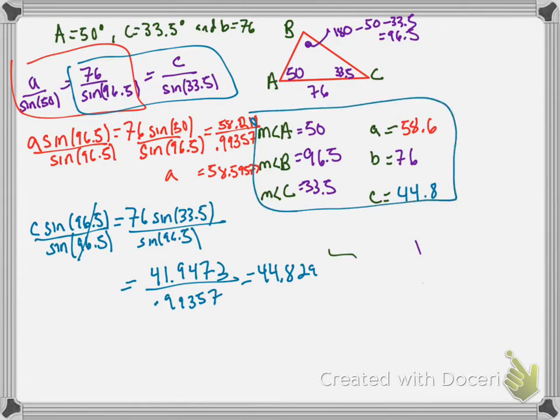Again, we can check this. We see the biggest angle is B at 96.5. Our biggest side is 76. Our smallest angle is C. Our smallest side is C.